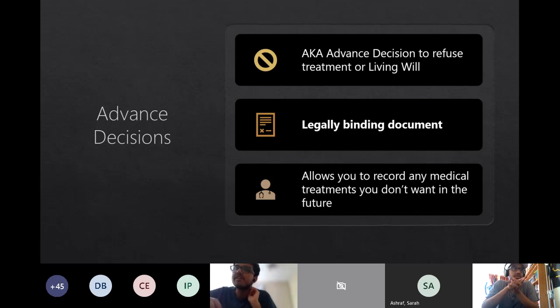Really importantly, what can they not refuse in this? Does anyone know? Food and drink. So food and drink is one. What else? Basic care. Not life-sustaining treatment. They're allowed to reject life-sustaining treatment, but they can't reject basic care. So dressing, washing, food and drink, yes. Yeah.